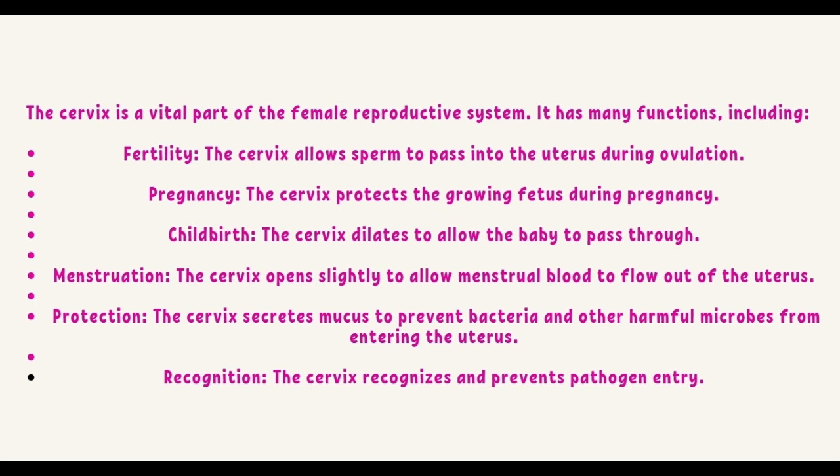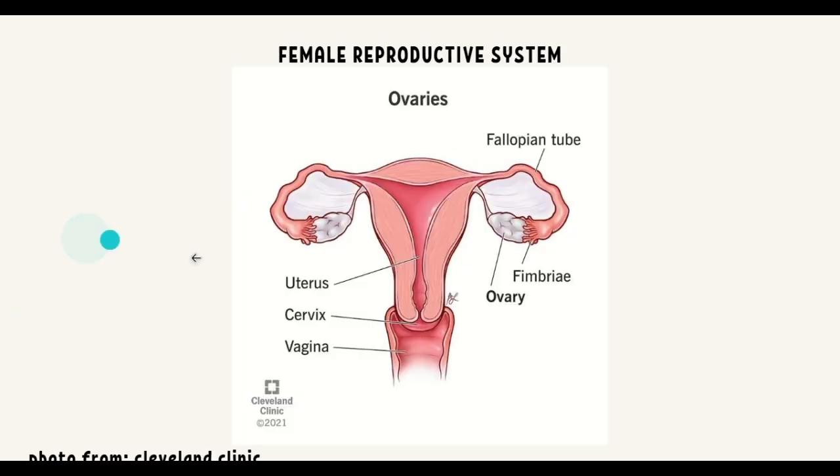In childbirth, the cervix dilates to allow the baby to pass through so they can push out the baby, right? For example, if I hear them say, "Oh, 2 centimeters dilated," that is basically what they mean. And then you have menstruation, where the cervix opens slightly to allow menstrual blood to flow out of the uterus. Protection: the cervix secretes mucus to prevent bacteria and other harmful microbes from entering the uterus, and it recognizes and prevents pathogenic entry. Right, so you can see that the cervix plays a very big role.